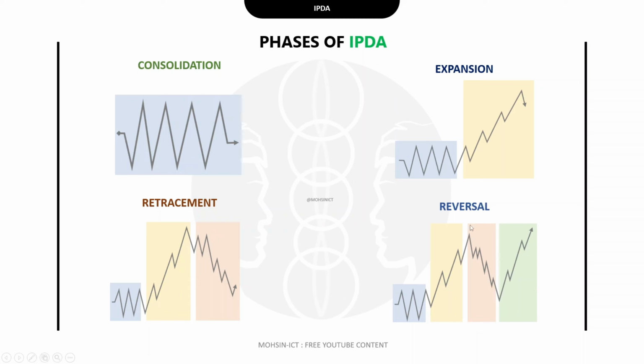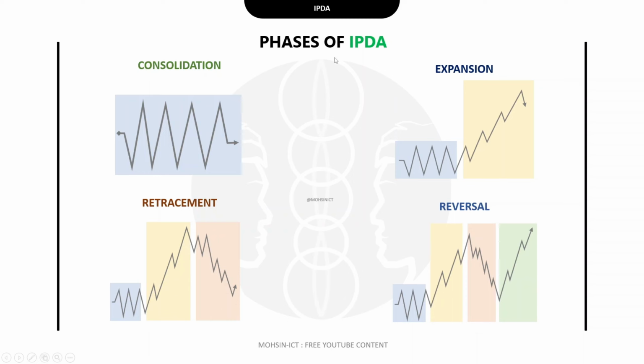Now, there's a catch. You might have noticed this portion right here. What is this? This portion right here is a classic market maker buy model. But if you focus on this section, this is a market maker sell model.